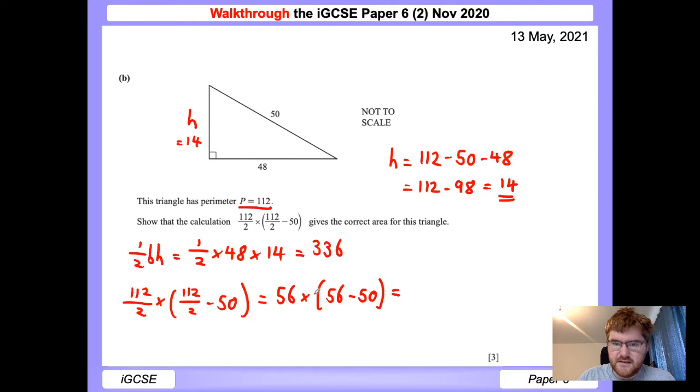And so this gives us the calculation of 56 times 6. Again, you can use your calculator to work this out, but this will actually be the same as the answer given, which is 336. I love these kind of questions at iGCSE because you can confirm you have the correct answer.